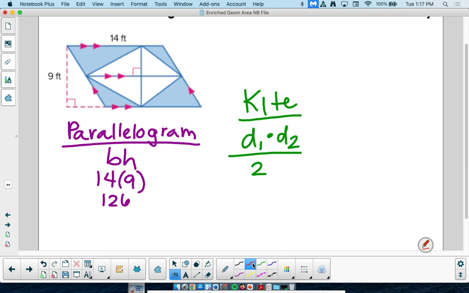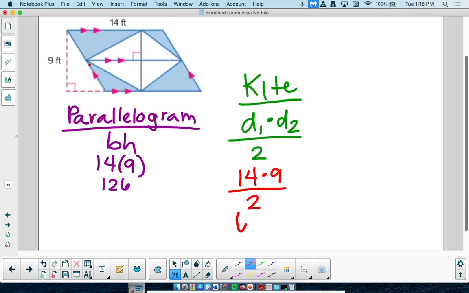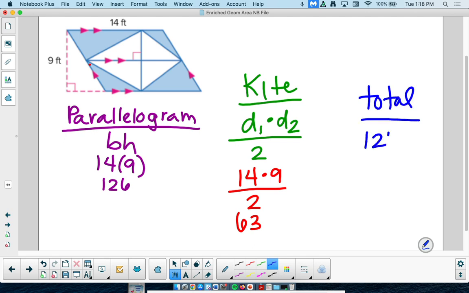What's one of our diagonal lengths? 14, right? From here to here, that would be 14. What about the other diagonal? 9 divided by 2. I heard it's 63. So it's like the last one, you just subtract. Total. Feet squared.